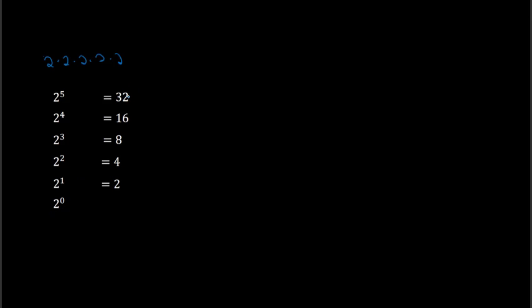Now look at the right side. We have 32, and then 16, and then 8, then 4, then 2. What is the pattern on this right side? Well, notice each number is 1/2 of the one before it. 16 is half of 32, 8 is half of 16, and etc. So to keep this pattern going, I need to find half of 2, which would be 1. So notice 2 to the 0 power is 1.